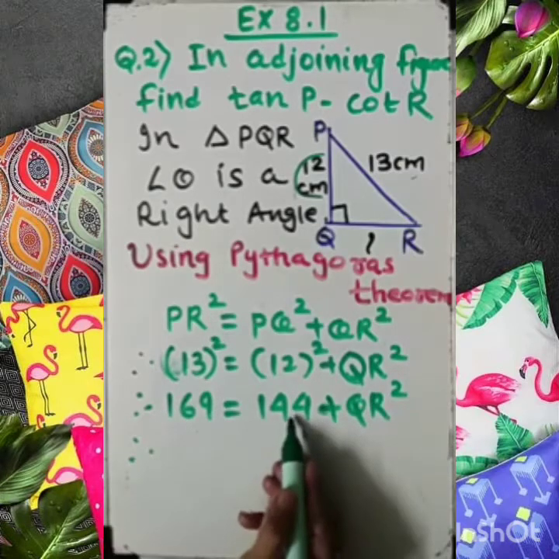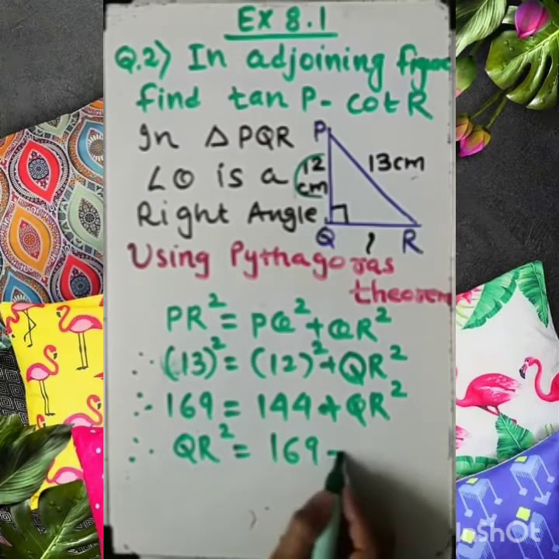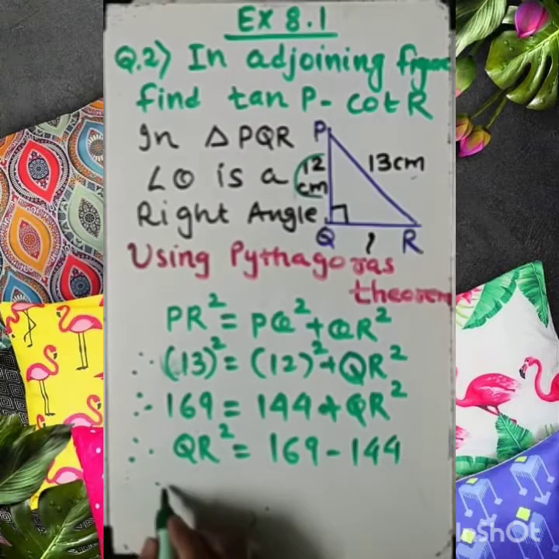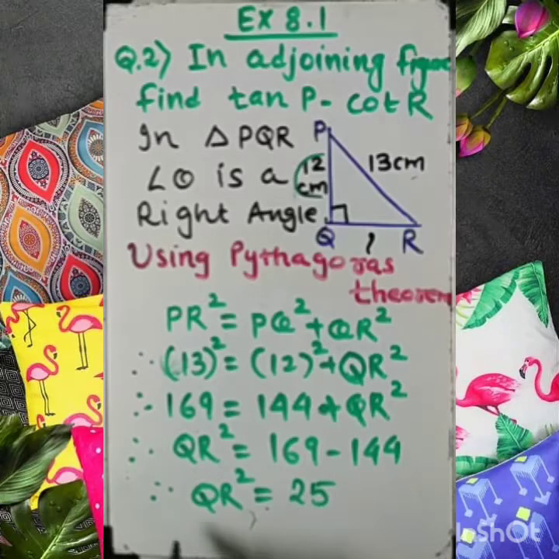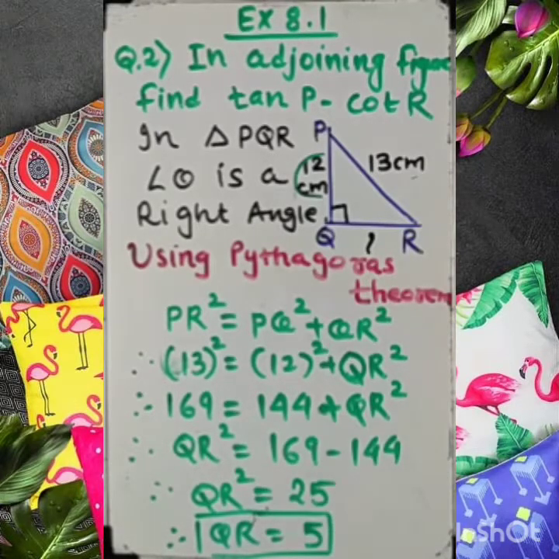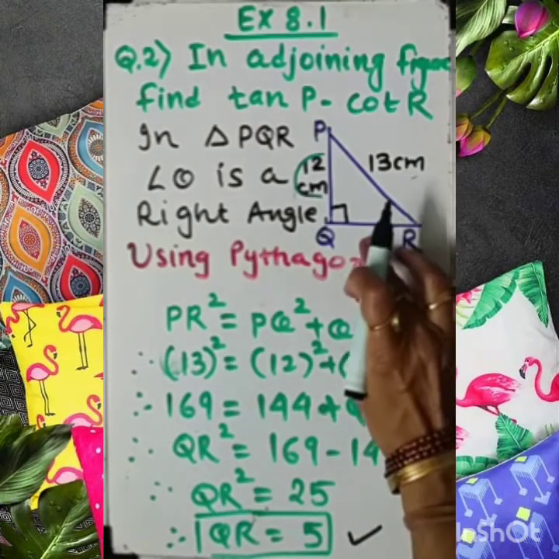Now 144 I am shifting to the left side. So according to the result, 169 minus 144, so QR square equals 25. Fine. And you know very well 25 is a perfect square of 5. So that's why QR equals 5, though it can be minus 5 also. But for a side we always consider positive, so always you will find plus here. So finally the value of QR with us is 5 centimeter.